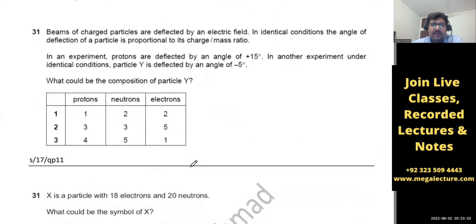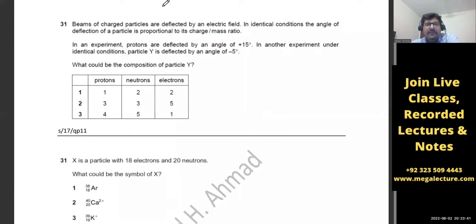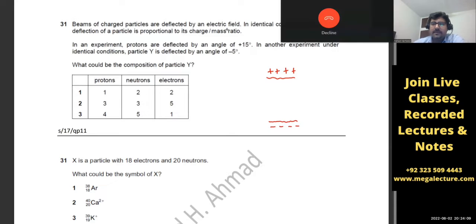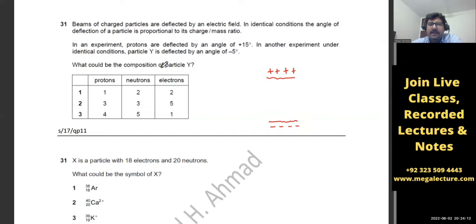Achha, this one. Now this one is an interesting question. Beams of charged particles are deflected by an electric field in identical conditions. The angle of deflection of a particle is proportional to its charge to mass ratio. So what is happening is you've got an electric field. Let's say you've got a positive plate on top and a negative plate at the bottom.